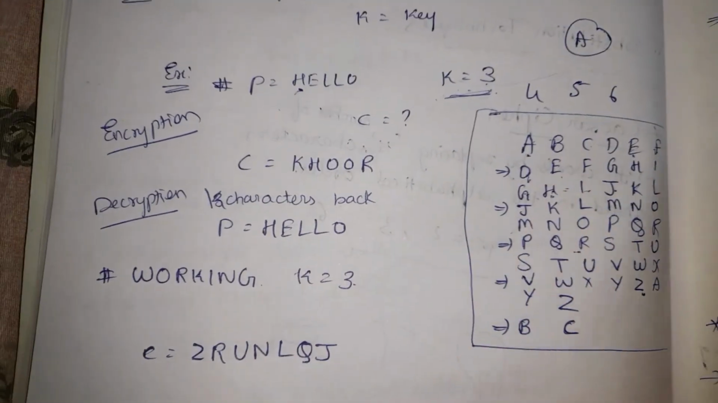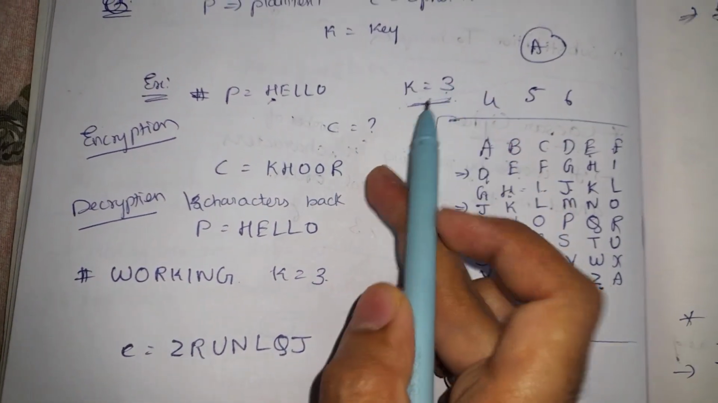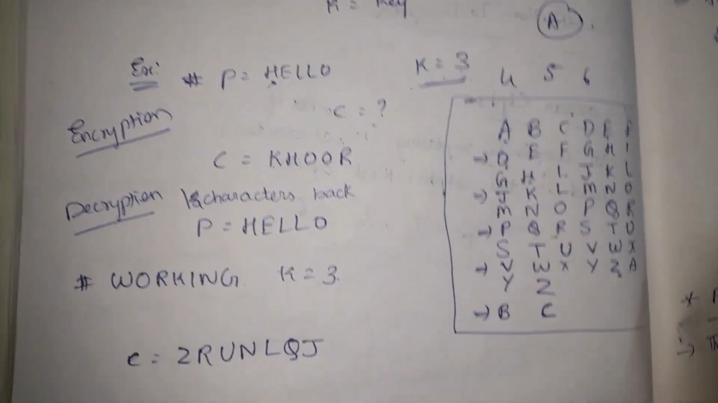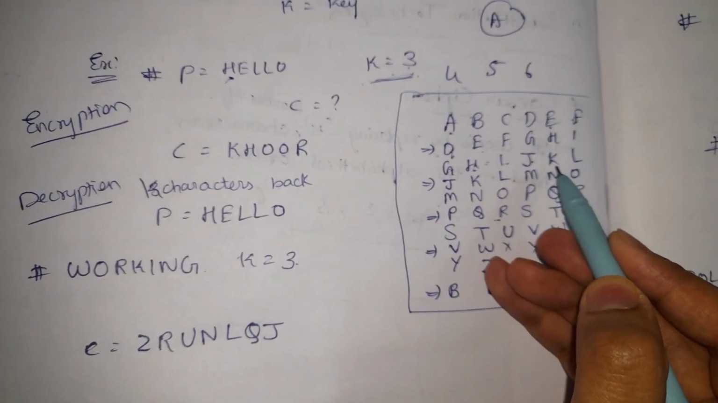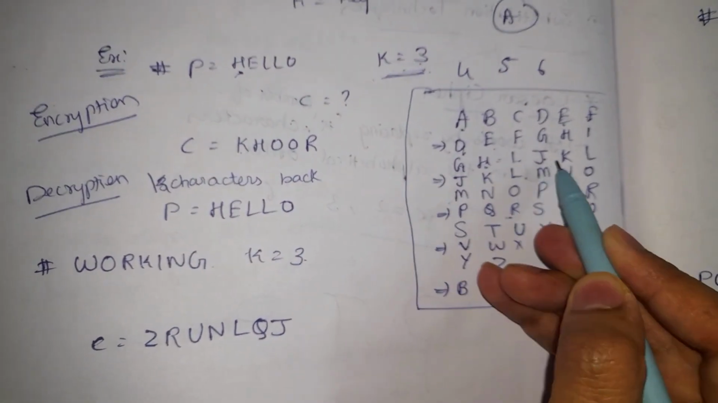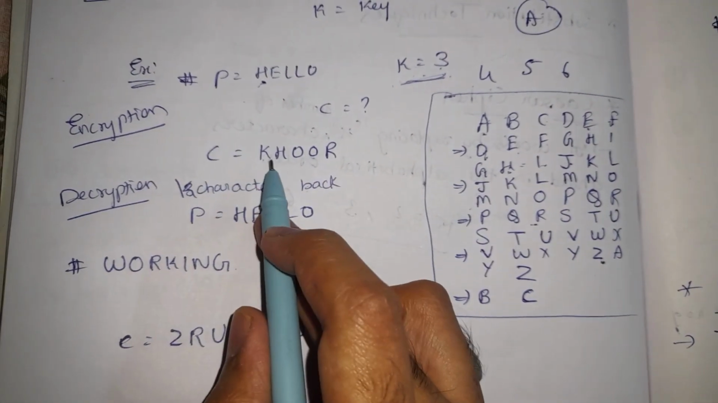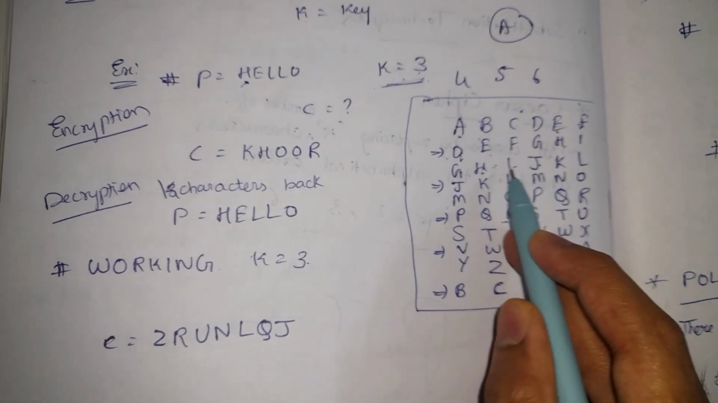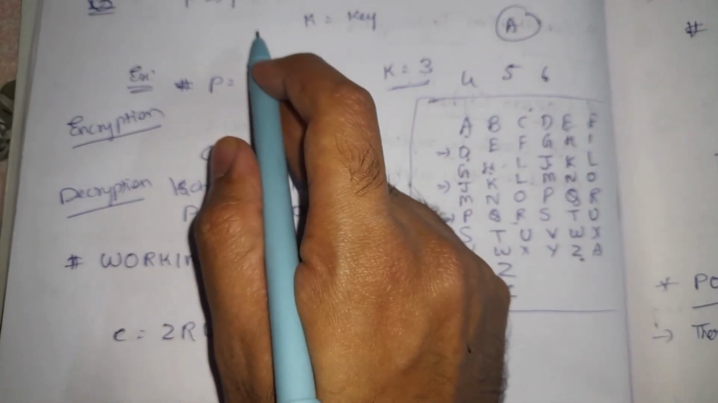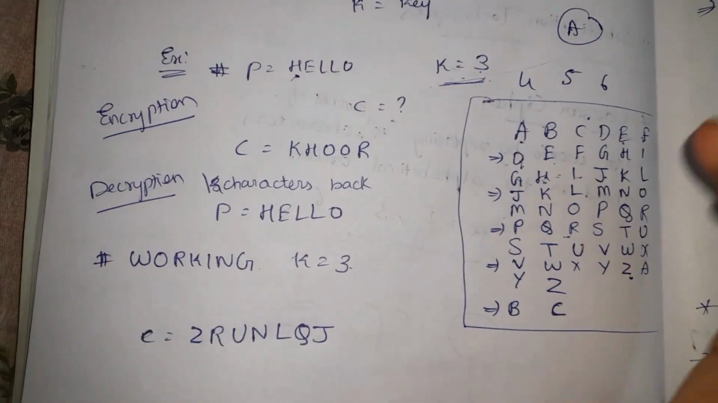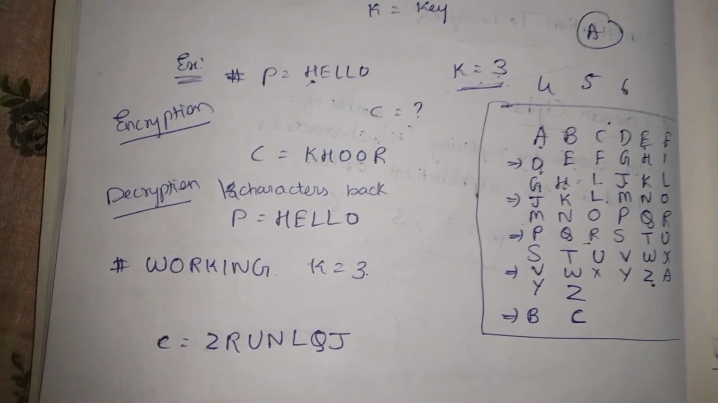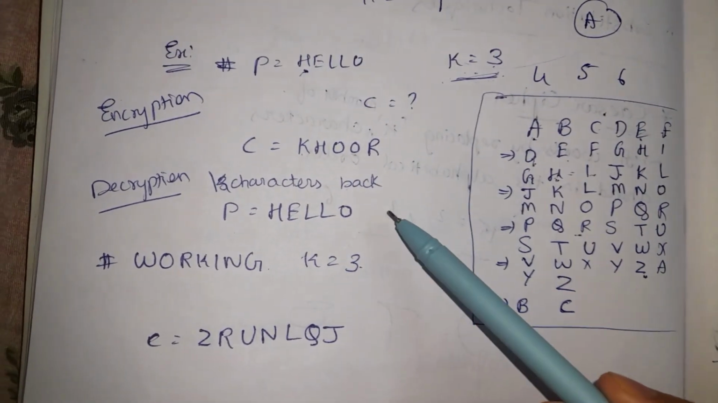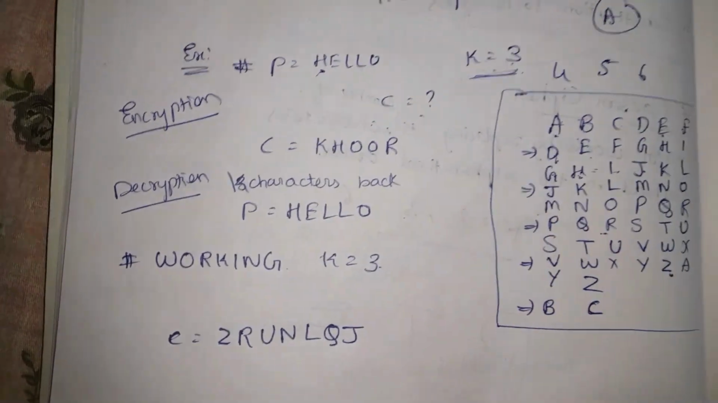Same goes for decryption. You have the ciphertext and K value. We have gone 3 characters ahead in case of encryption. Now if you want to decrypt it, go K characters backward. For example, the starting letter is K here. Start from K, 3 characters backward means J, I, H. Replace K with H. How can you say whether I have done this correctly or not? At the end of decryption, you should get your original plain text. If you get your original plain text, then you have done the correct procedure.